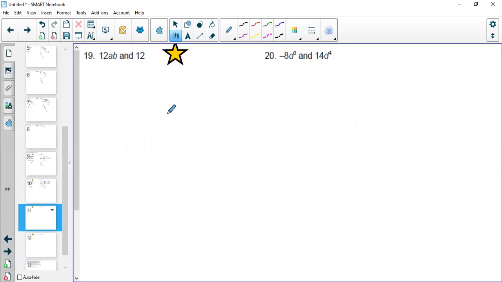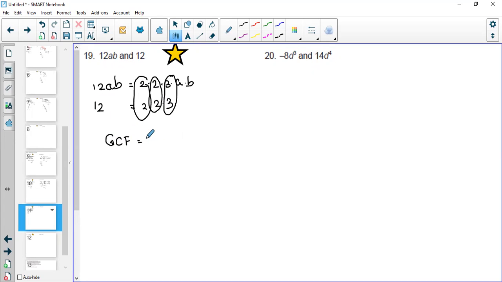Right, let's do this question quickly. This is an easy one. 12ab and 12. So 12ab means it's going to be 2 multiplied by 2 multiplied by 3 multiplied by a multiplied by b. So for this similarly, it's going to be the same. Okay, so the common factors are 2, 2, 3. But even if you look at it, you can see the common number is 12 and there's nothing else common. So the GCF is going to be 12, definitely. So 2 2s are 4, 4 3s are 12. So the GCF is going to be 12.